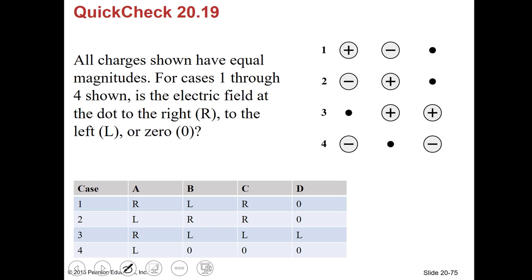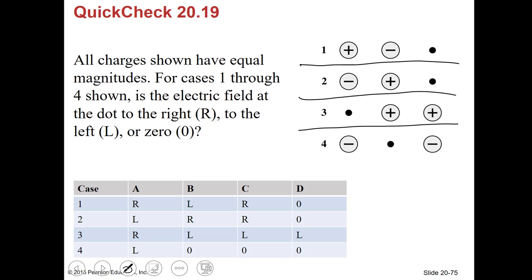Let's take a look at this one. All charges shown have equal magnitudes. For case 1 through 4, is the electric field at the dot to the right, to the left, or 0? Okay, so we've got to look at all of these different 4 cases. These are all separate from each other.